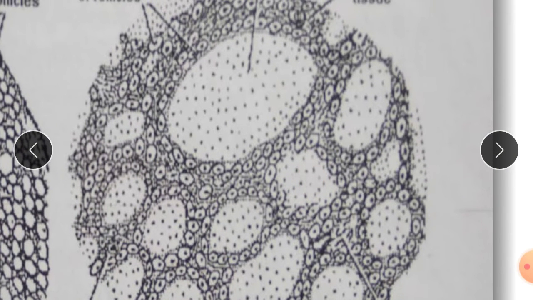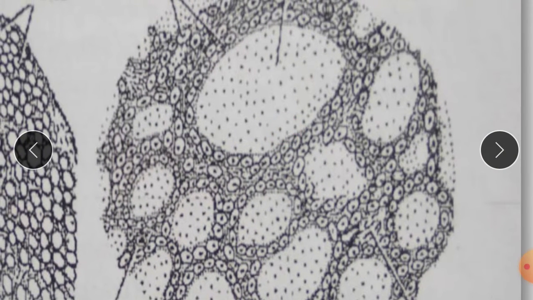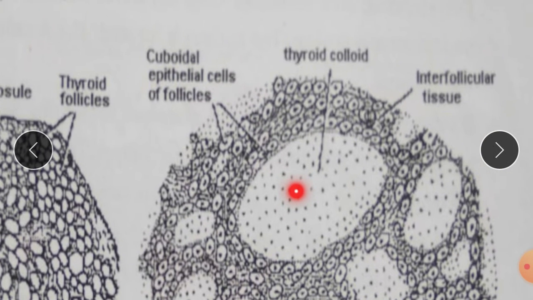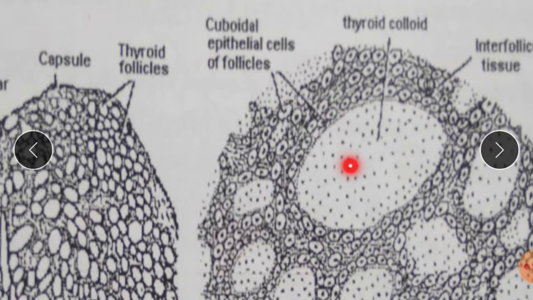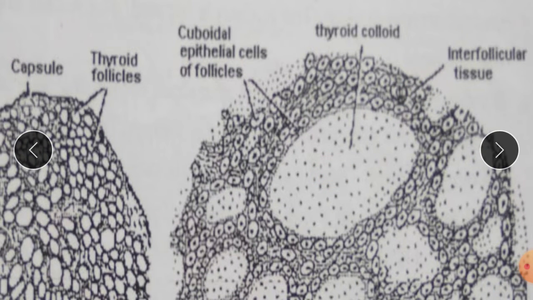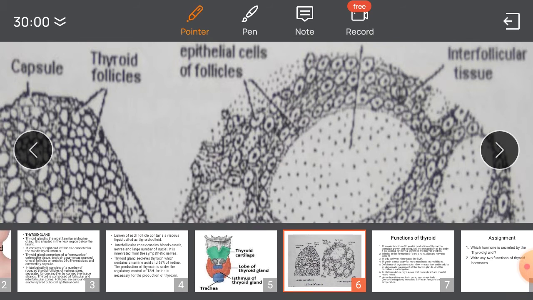So under high power, this is one follicle. These are follicular cells, and they secrete the thyroid hormones in this lumen, and this is called thyroid colloid. So intrafollicular tissue is there.